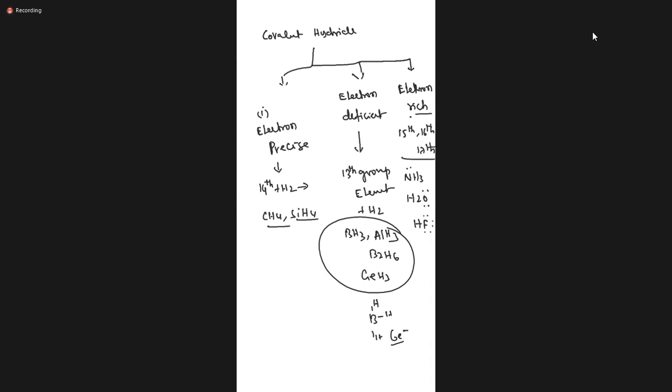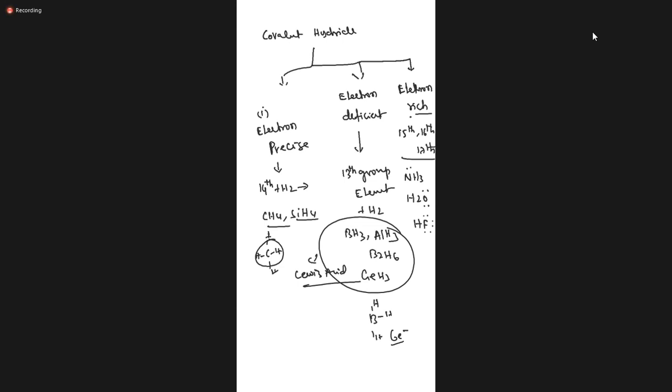So 13th group elements combine with hydrogen to form electron deficient hydrates, otherwise called Lewis acids. Yesterday I told you why they are called Lewis acids: because fewer than 8 electrons are there in the outermost shell. That's why they are called electron deficient molecules. And for electron precise, around the central atom there are exactly 8 electrons. That's why it is called electron precise.